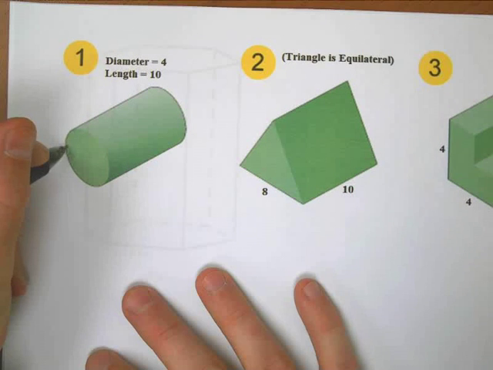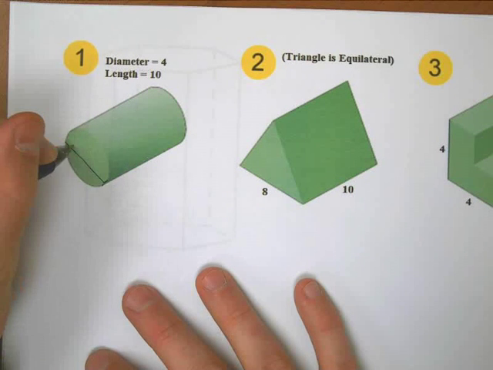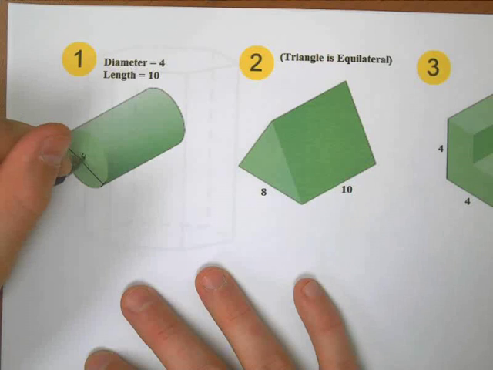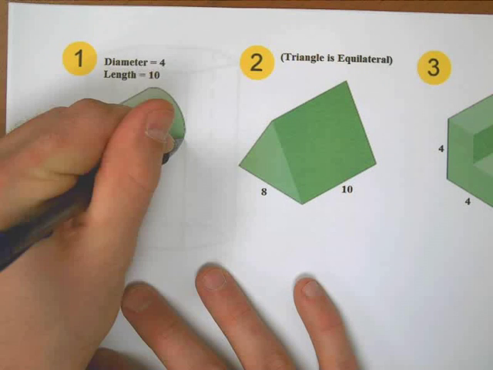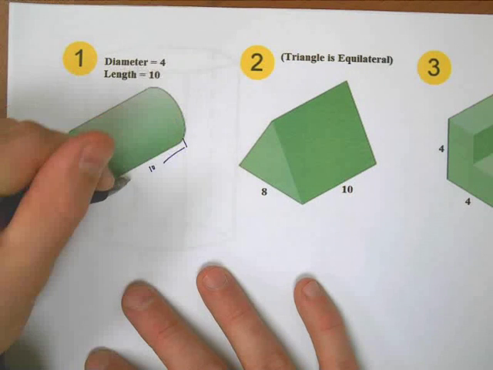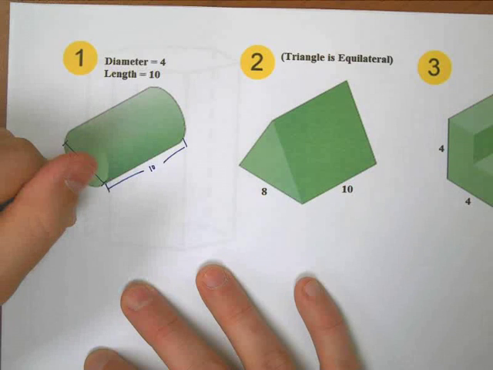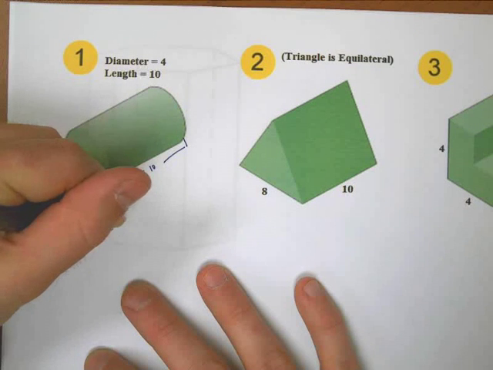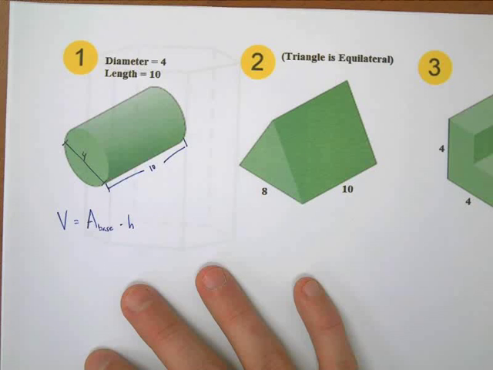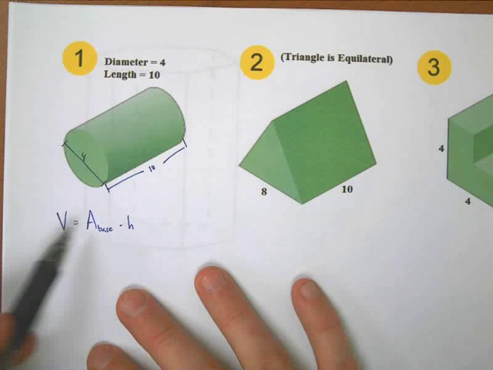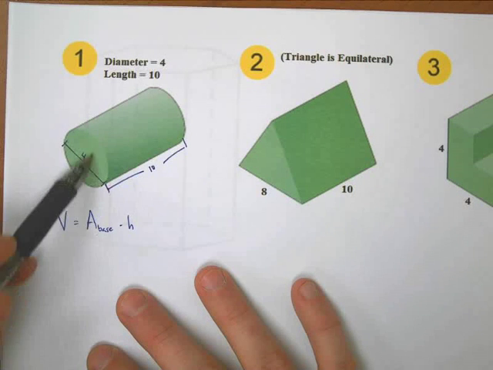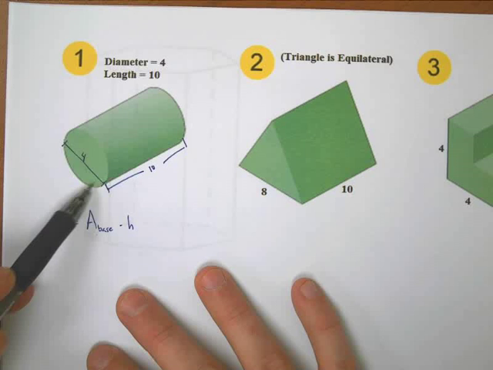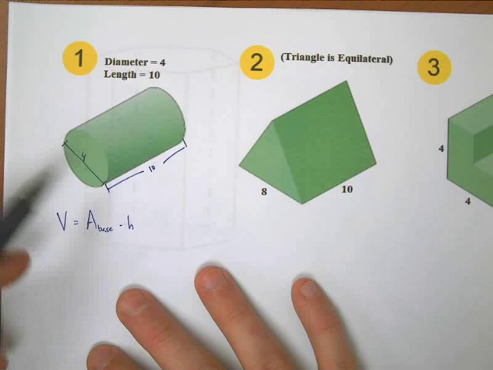Here's what I know. The diameter of this cylinder is 4, and the length of the cylinder from here to here is 10. So I know that the volume is equal to the area of the base times the length of the cylinder, or the height of the cylinder, or whatever you want to think of it, right? Well, the base in this case, the thing that's projected throughout, would be the circle. So I need to find the area of that circle.